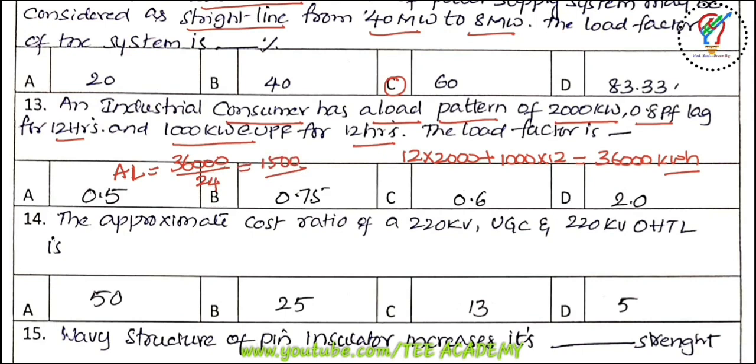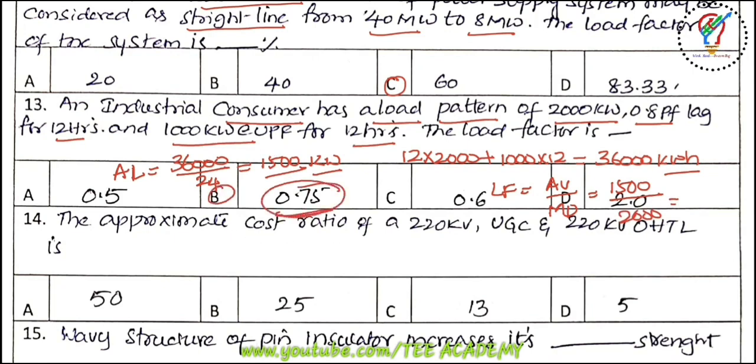I'm just giving the hint here. Okay, I'm not going to solve the problem here. Now this value you get. Now load factor, so load factor is nothing but that average value divided by the maximum demand. So substitute this 1500 divided by the maximum demand of the power plant, which is 2000. If you solve this, you will get 0.75. So the answer is 0.75 here.